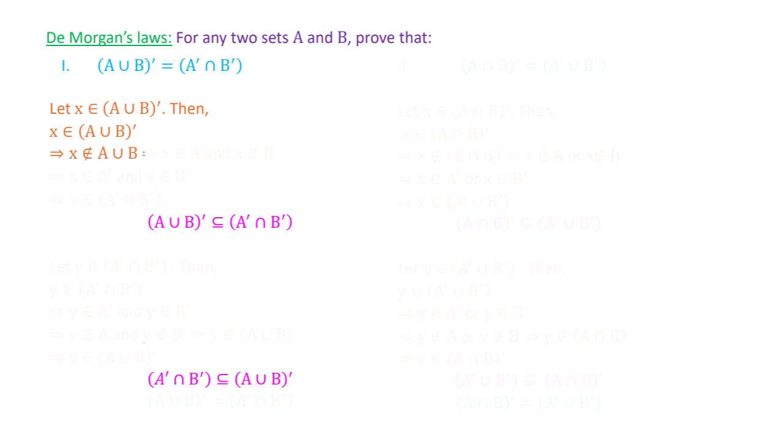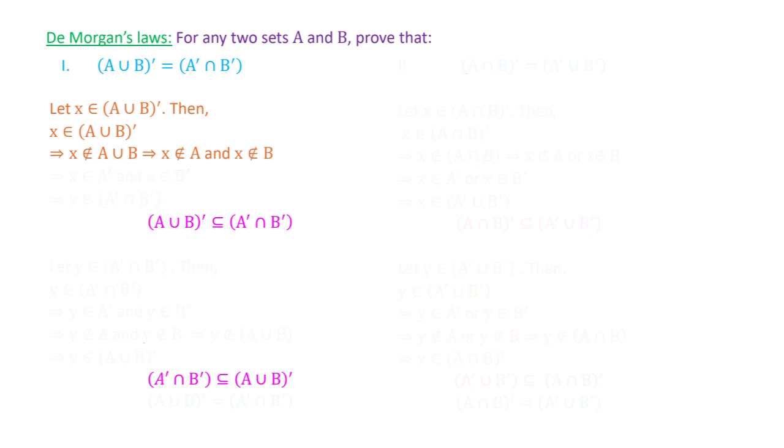So by the definition of the complement, we are saying that X is the element of the universal set which is not present in the set A union B. So we can write this as, this implies that X does not belong to A and X does not belong to B. This is by the definition of the union of sets. If X does not belong to A union B, then this means that X does not belong to A and X does not belong to B.